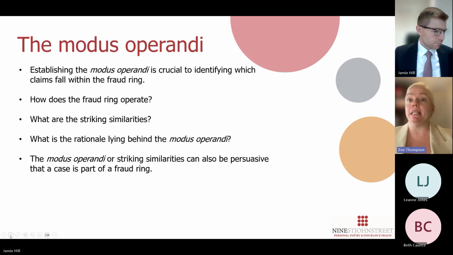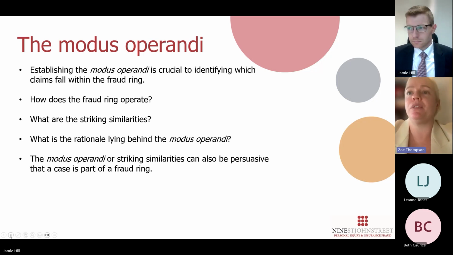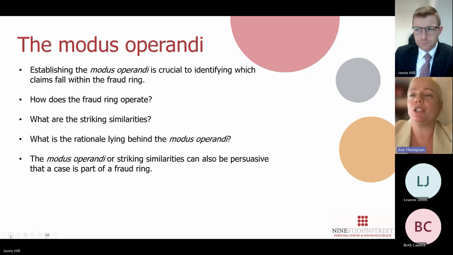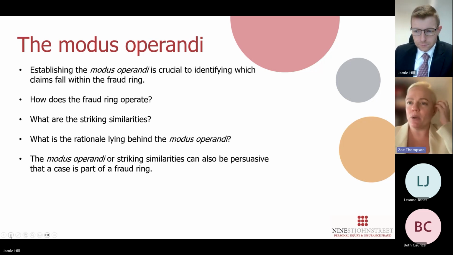The modus operandi. So this is at the heart of every fraud ring. It's crucial to identify what your MO is. So at the outset, you want to be able to recognize how your fraud ring operates. You want to be able to list what your striking similarities are, and you want to understand what the rationale is lying behind the MO. So I always describe this as telling the story to the court.